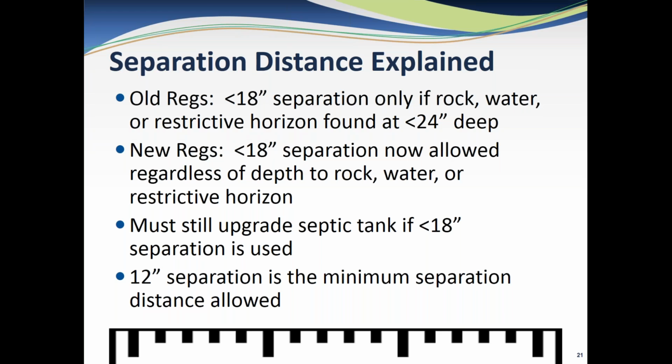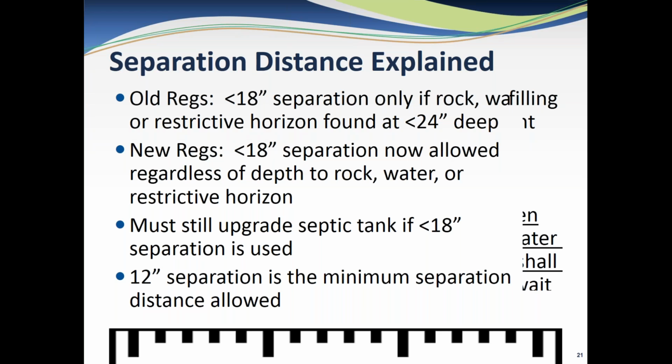Separation distances. Separation distance to rock, water table, or restrictive horizon. Depth to rock, water table, restrictive horizon, if it's 24 to less than 42 inches, a 6 to 23 inch deep modified conventional trench, which is how it's always been, but now it's been added, a minimum separation distance of 12 to 18 inches between trench bottoms and rock, water table, or restrictive horizon may be considered with additional approved treatment technology. So what does that mean now?